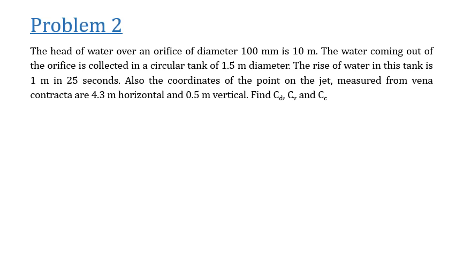We know the diameter, we know the depth of water, we can calculate the volume, and we know discharge is volume over time. The time is also given. Also, the additional information is given. The coordinates of the points on jet measured from vena contracta are 4.5 meter horizontal and 0.5 meter vertical. Find CD, CV and CC.